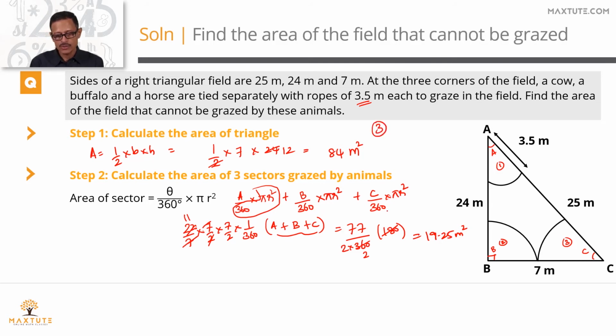We need to find out the difference between these two to find out the area that it cannot graze. That is step number 3, which is 84, the area of the triangle, minus 19.25, which is the area of the three sectors taken together, leaving us with an area of 64.75 meters square. That's the area of this triangular field that the three animals cannot graze.